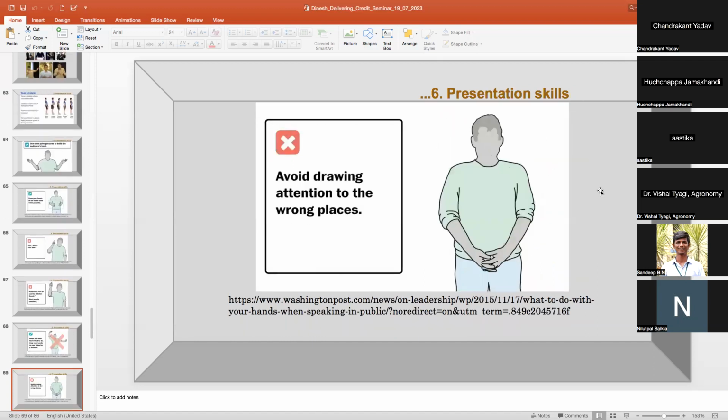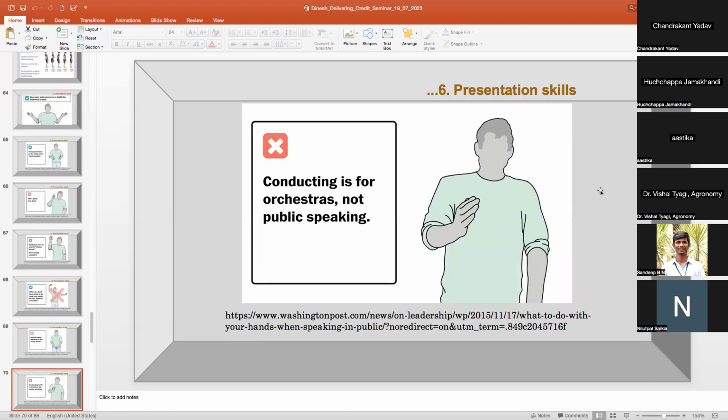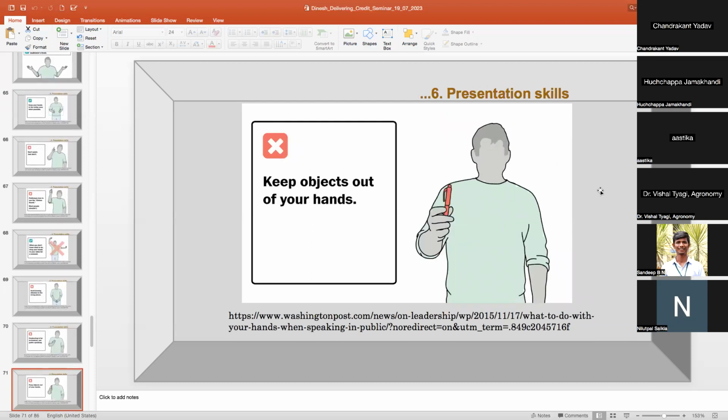Avoid drawing attention to the wrong place. So you keep your hands in the zone which is already suggested. Conducting is for orchestra, means every time up, down, up, down, up, down. You shouldn't do it, up, down your hands.